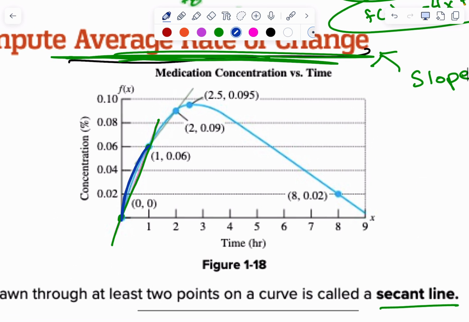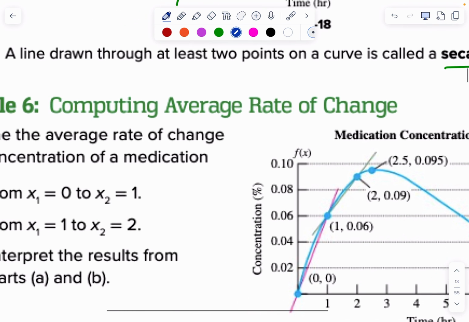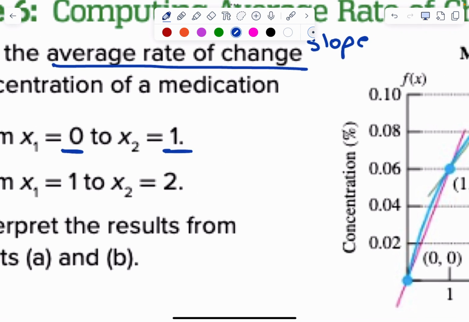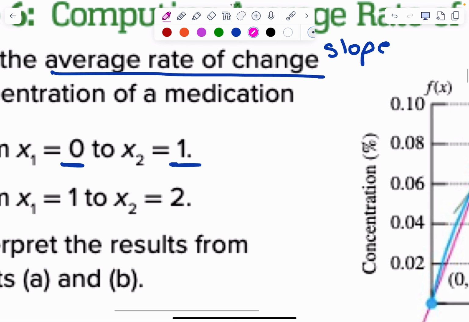Okay, so they say determine the average rate of change, meaning slope, of the concentration from 0 to 1. Now, I'm going to put this in terms that are maybe a little easier to understand. They say x1 is 0 and x2 is 1. 0 comma what and 1 comma what?